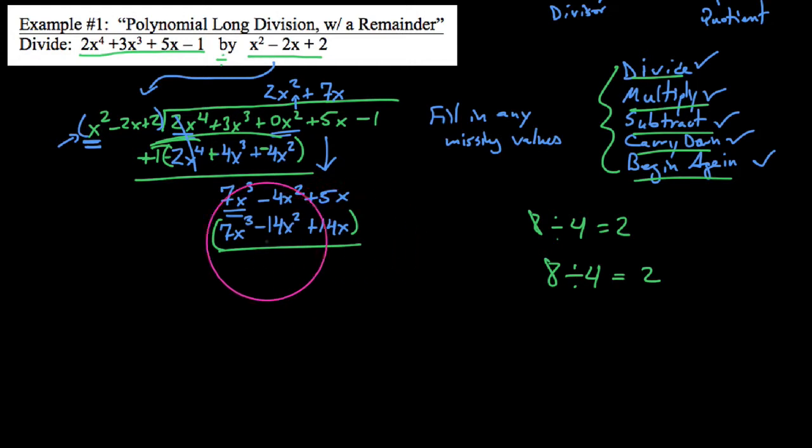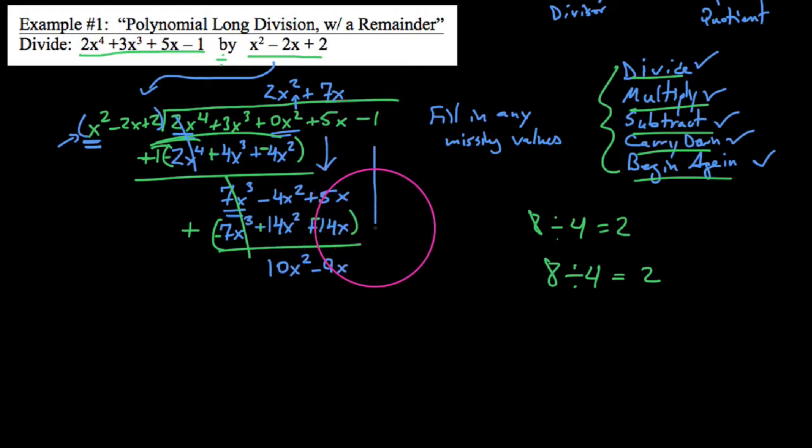Okay, we are taking away all of this, so we'll make this a plus so long as we flip these signs in here. And we'll add these straight up and down. So these cancel. Negative 4 and positive 14 come out to be 10 of these x squareds. A positive 5 and a negative 14 come out to be negative 9 of these x's. And then the last thing we have to do is carry down this negative 1 and begin again.